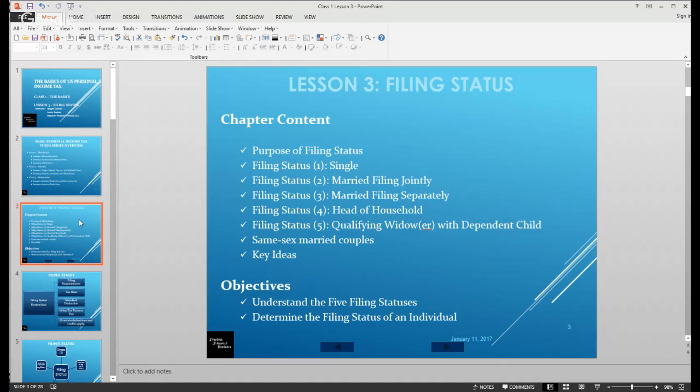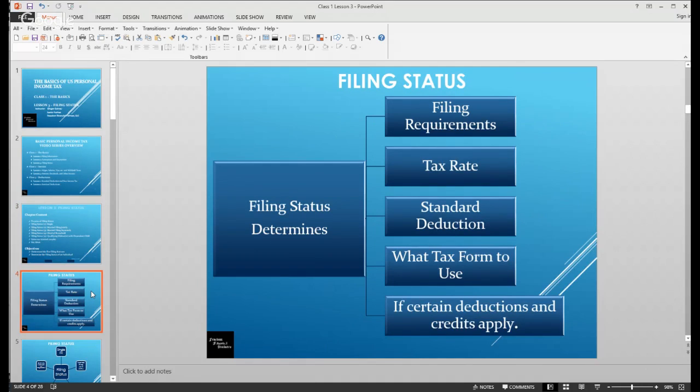We'll talk about the purpose of the filing statuses as well as covering the 5 filing statuses and going through some examples, so hopefully this will be a little bit clearer to you. There are 5 filing statuses, and your filing status determines who has to file, so the filing requirements themselves, what tax rate will be used, whether you have a standard deduction. Your filing status will determine the amount of that standard deduction, as well as what tax form to use, and also if certain deductions and credits are possible.